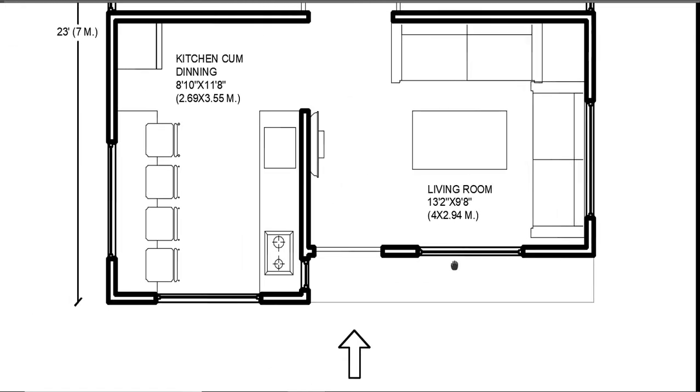So we have the living area. You can see here the sofa arrangement, tea table arrangement and also a TV unit on the front wall, and we have two large size windows for ventilation and light purpose in this area.